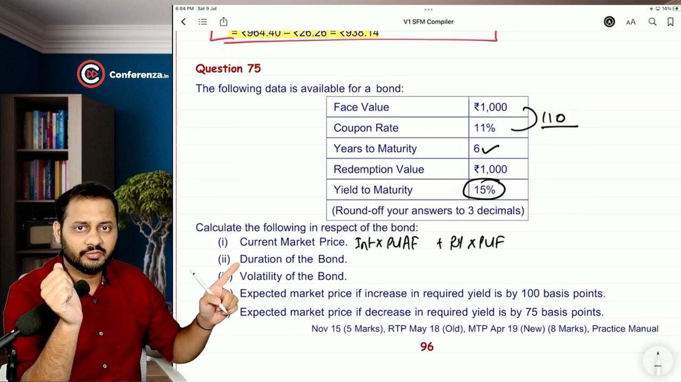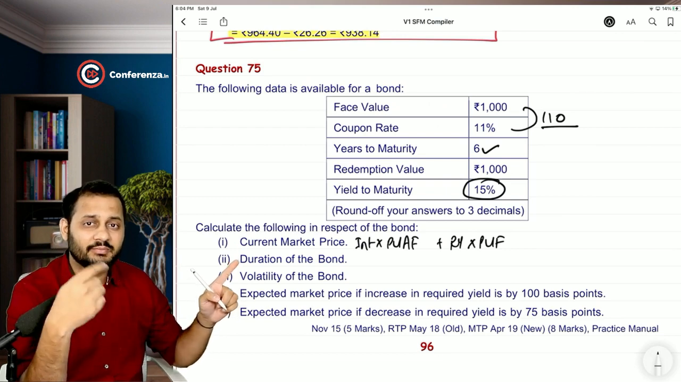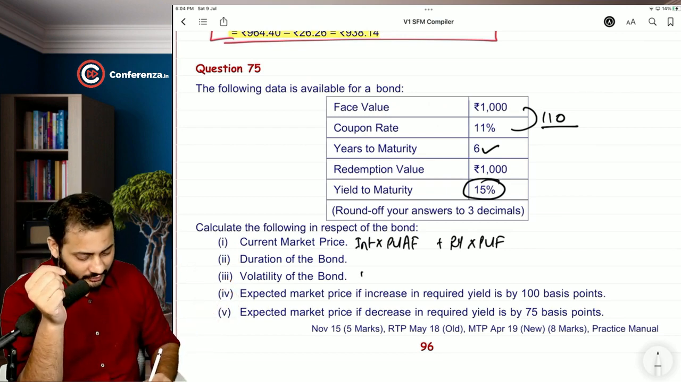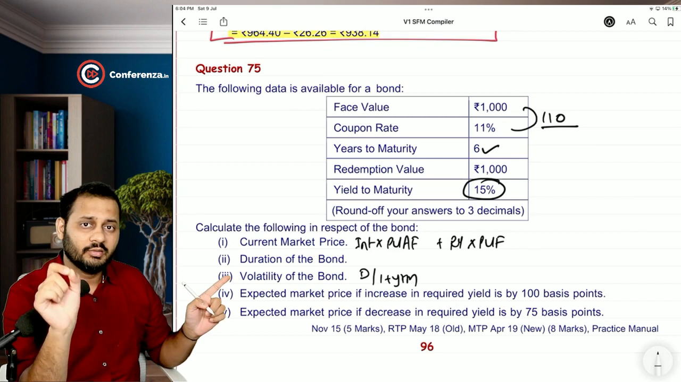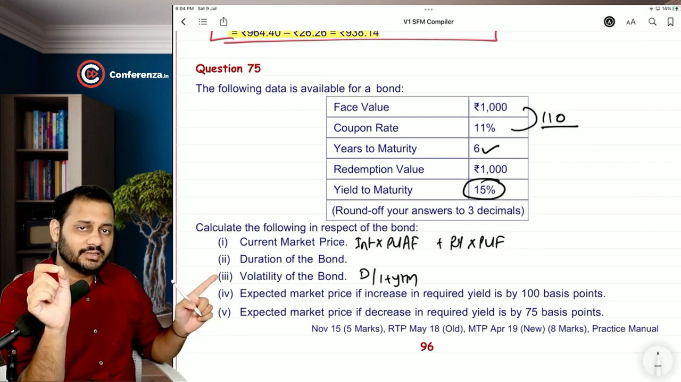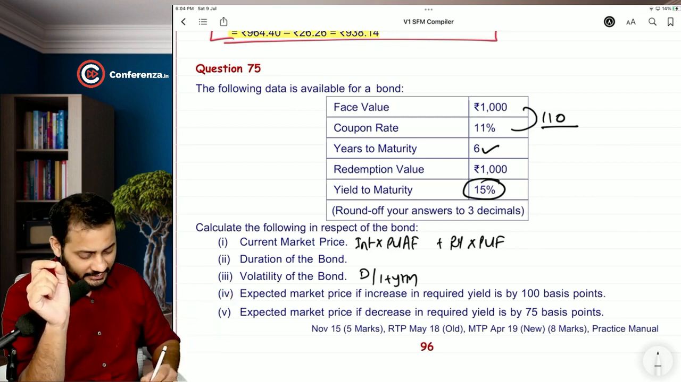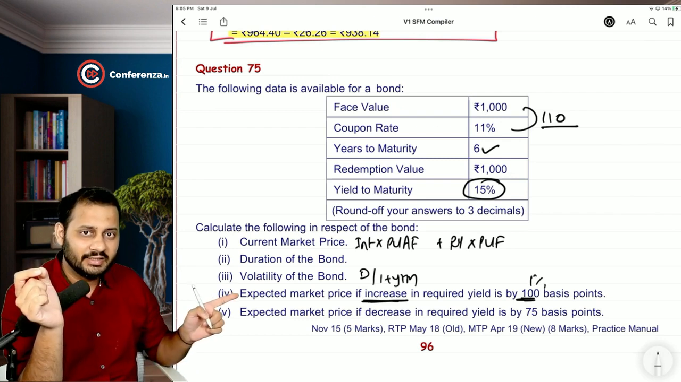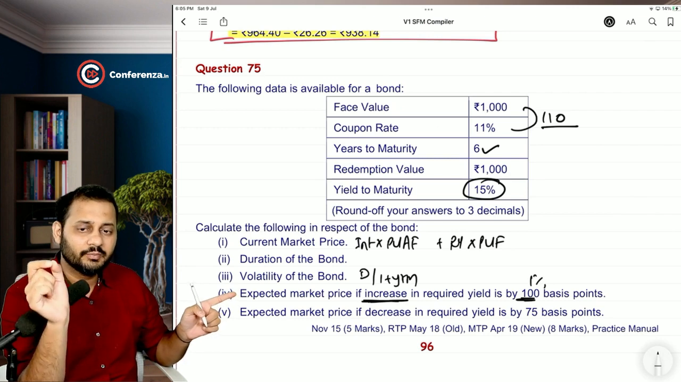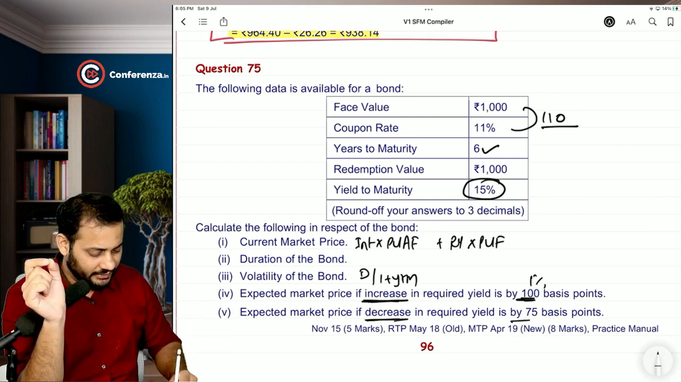Okay. Then the duration of the bond, you have three different methods to calculate the duration of the bond. The only thing which is required is the practice. Practice makes a man perfect. Then you calculate the volatility from the duration, duration divided by 1 plus YTM. You can easily calculate the volatility. This third part's answer will be used in the fourth and fifth parts. Make sure you use it. So the expected market price if the increase in yield is by 100 basis points, that means 1%. If 1% is the increase in the YTM, the decrease in market price will be exactly the answer of the third part. And we have to calculate the market price if the yield decreases by 0.75.